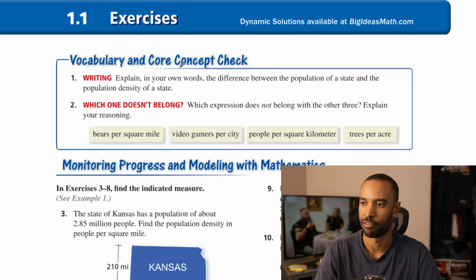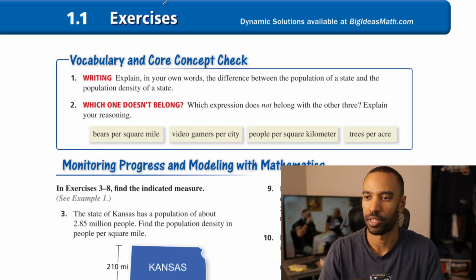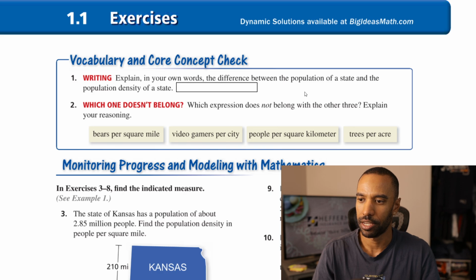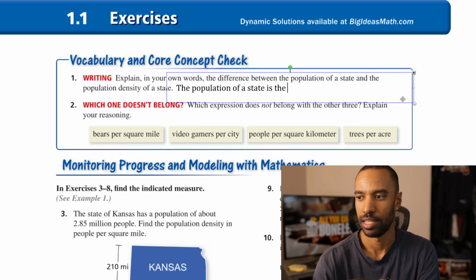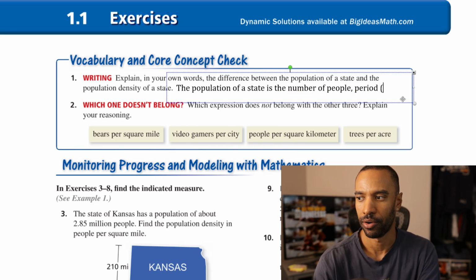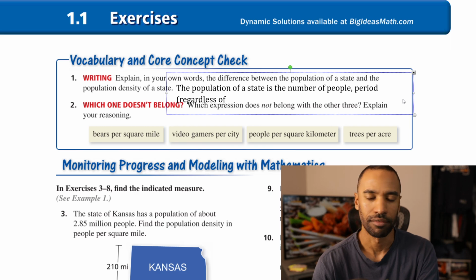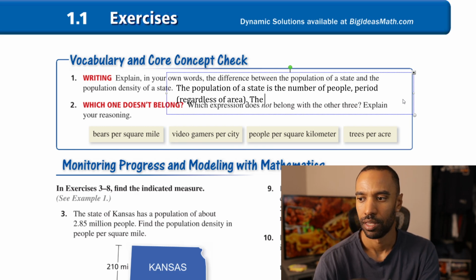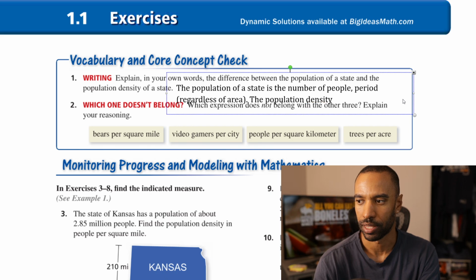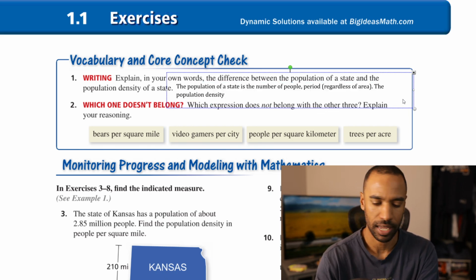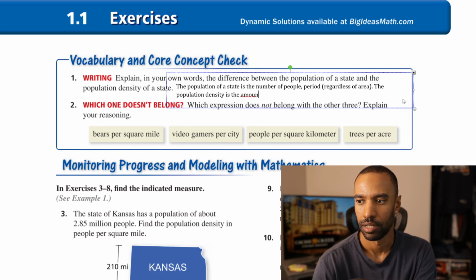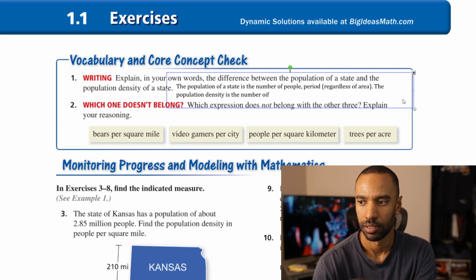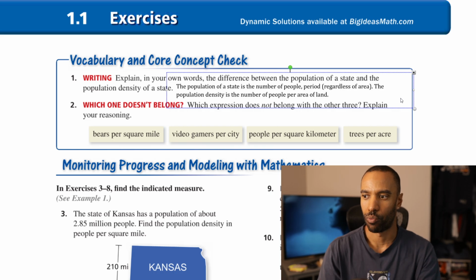Okay, explain in your own words the difference between the population of a state and the population density of a state. So, the population of a state is the number of people, period, regardless of area. The population density, don't worry, I'll shrink this right now. The population density is the number of people per area of land. So, one is a rate, right?